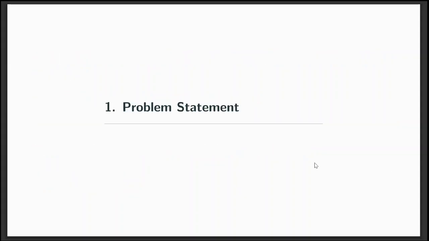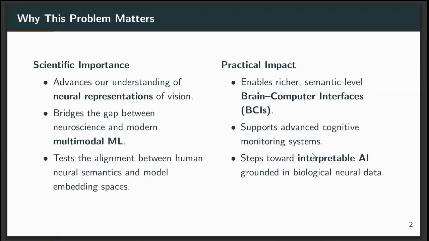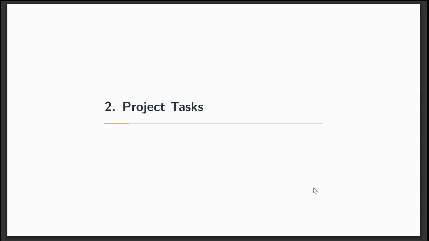Let's start with the problem. The core question we are asking is, can we decode semantic meaning directly from brain signals? We know that classifying EEG into broad categories is possible. However, the big unknown is whether we can map noisy EEG data into a structured multimodal space like CLIP to enable direct EEG to caption retrieval. Why this matters is because it would shift brain computer interfaces from simply selecting buttons to conveying abstract meaning, effectively bridging biological vision with modern AI language models.